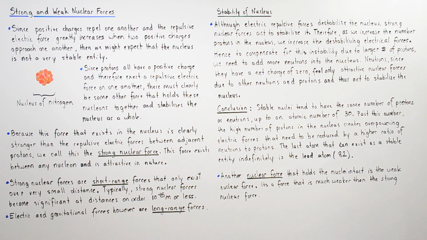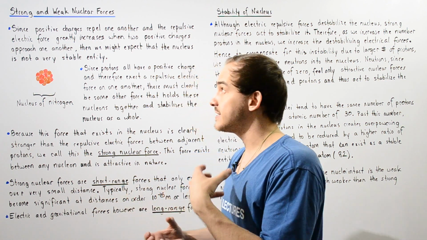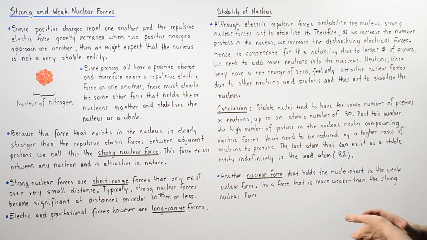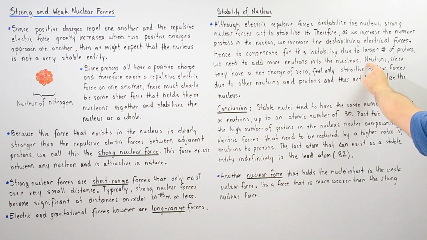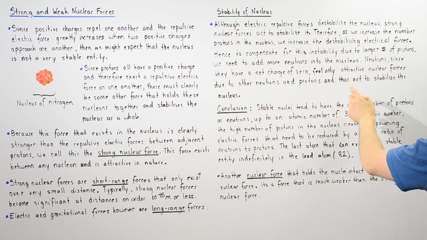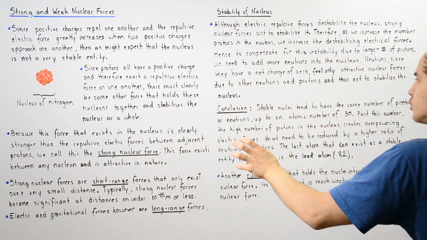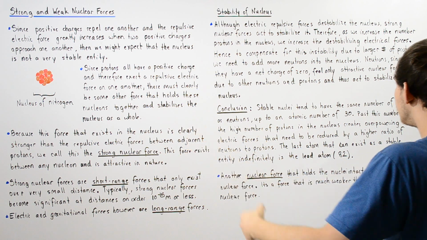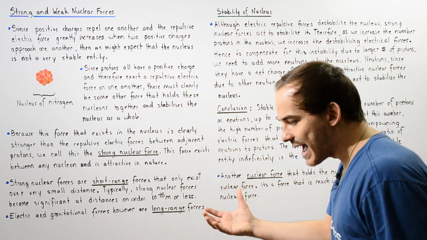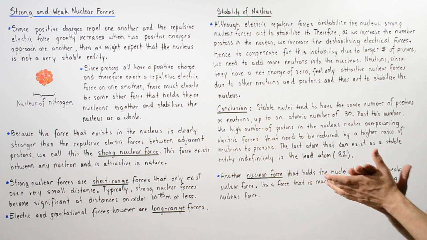Therefore, to compensate for this increase in instability due to the increasing number of protons, we need to add more neutrons into our nucleus, because neutrons act to stabilize via the strong nuclear force. So recall that neutrons, since they have a net charge of 0, feel only an attractive nuclear force due to the other neutrons and protons, and therefore always act to stabilize our nucleus as a whole.